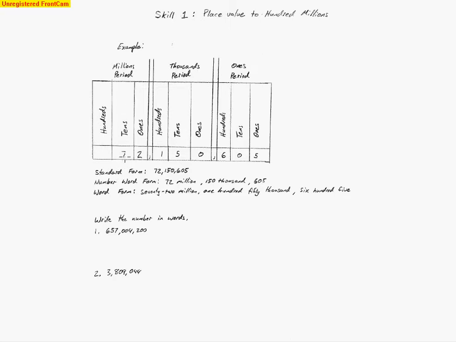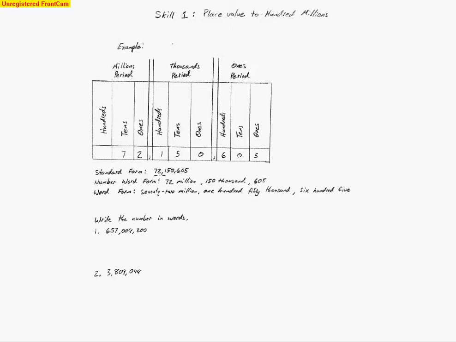So for instance, this example, 72 is the way I'd read this number. And you just read whatever the number is in the period. So 72, and then you say millions, because we're in the millions here. And then we would have 150, and we're in the thousands place. So 72,150,000, and then our last place is the ones place. So we just read off this number, 605. And so that's how it's read.